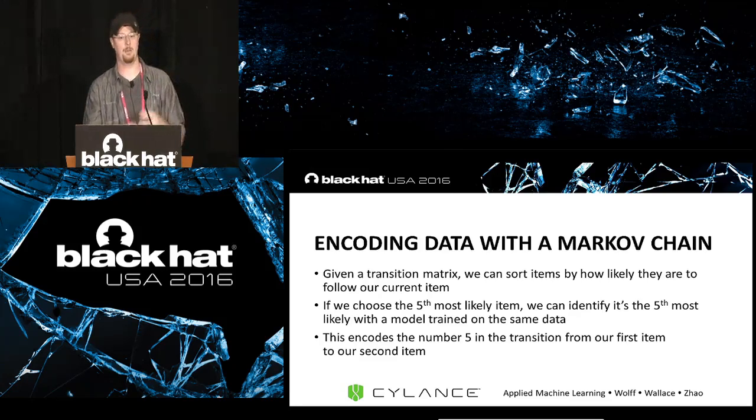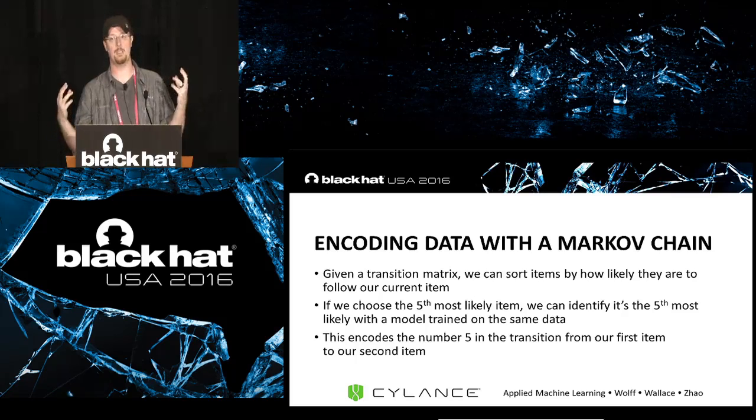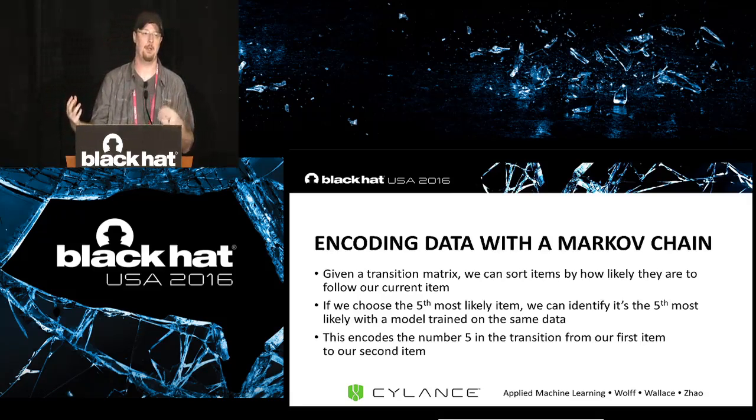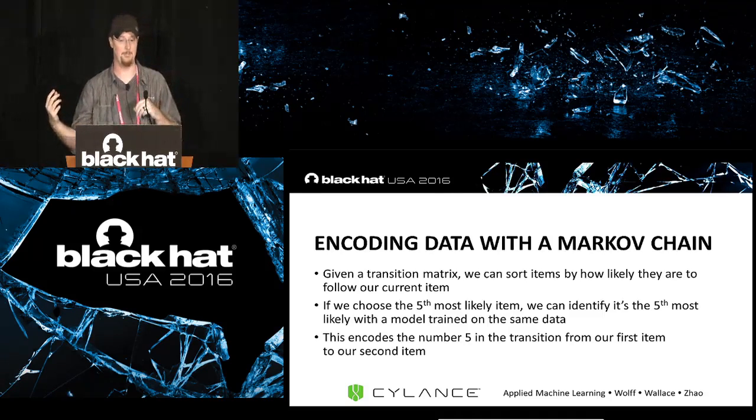And if we train models on both sides of a communication channel with the same data, the model on the other end can very easily identify that was the 5th most likely, and have identified the transition of the number 5.